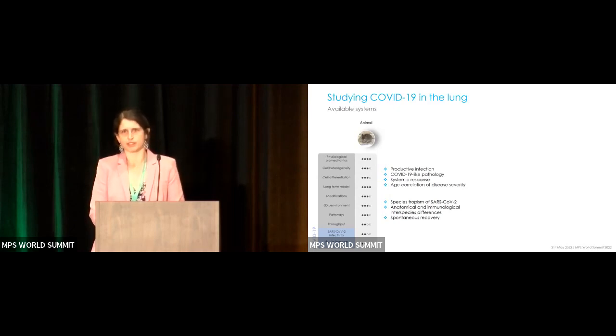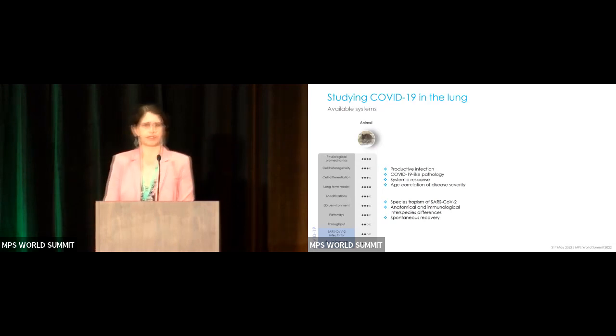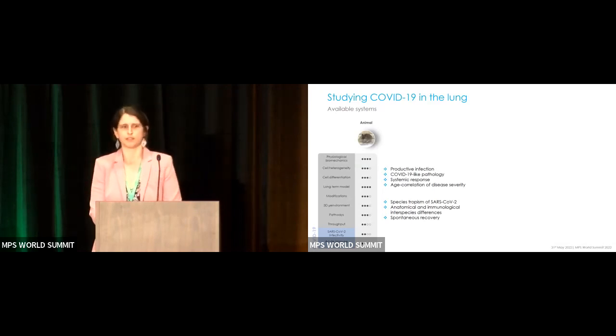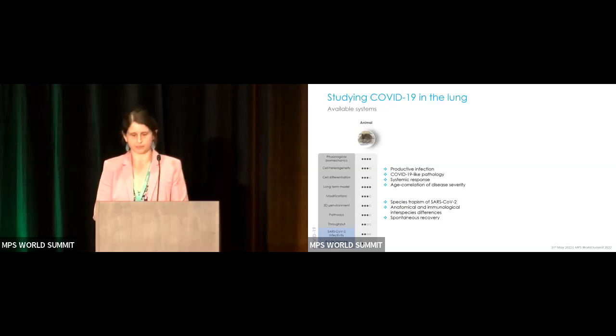But the limitation, particularly with COVID-19, is the species tropism for SARS-CoV-2. So for example, mice are not a natural host of this virus. And also there are the anatomical and immunological interspecies differences between the animal model and the human patients. And usually the animal models that we have for the infection develop less severe disease and spontaneously recover, which does not recapitulate the progression of severe COVID-19 that we see in some patients.